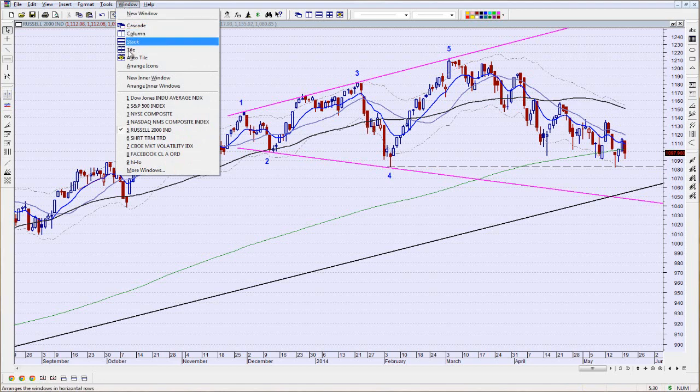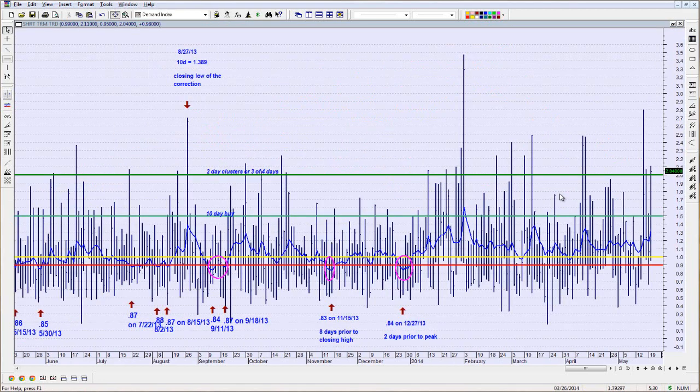Okay, the next thing was to take a look at some of the indicators. Short-term trading index is starting to inch up for the first time in quite a while. The 10-day is at 1.187, so 1.19, let's call it. We got a closing reading on the index of 2.04. So there's just been a couple of times where we've had that here.